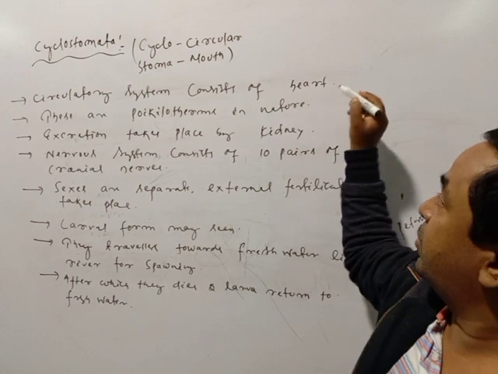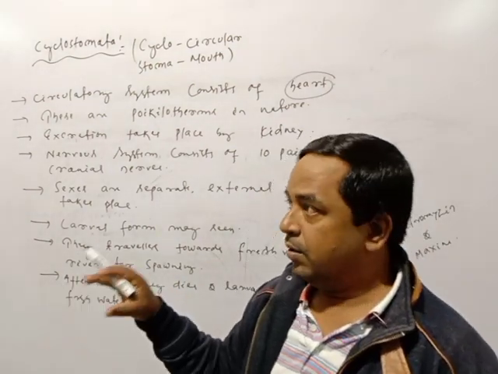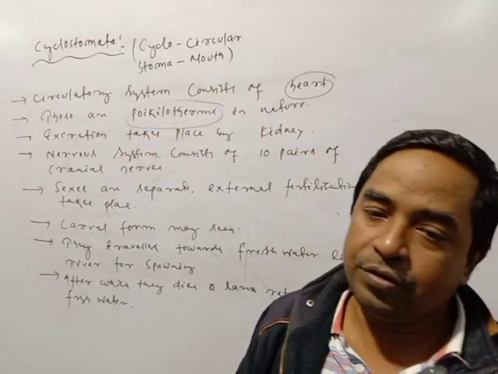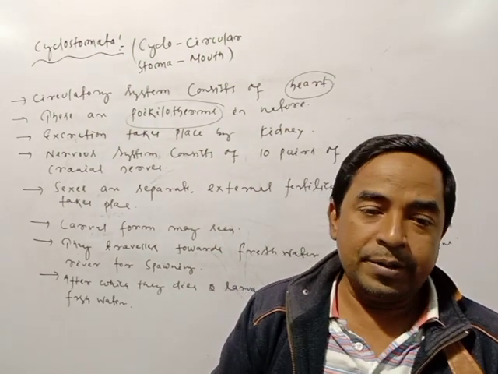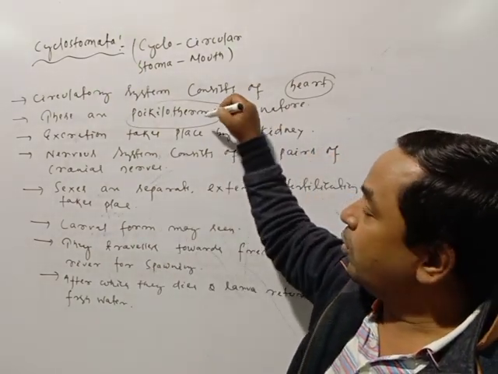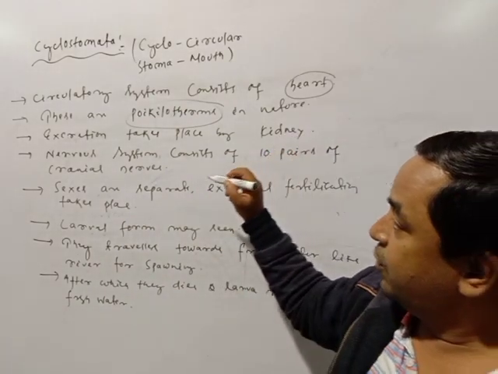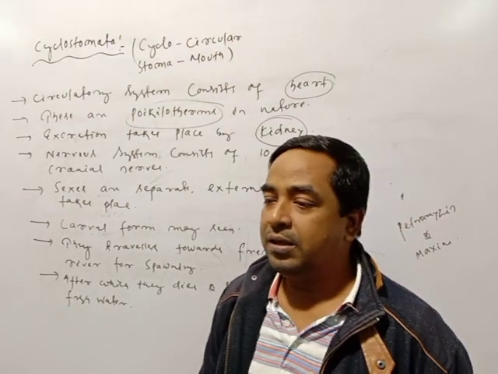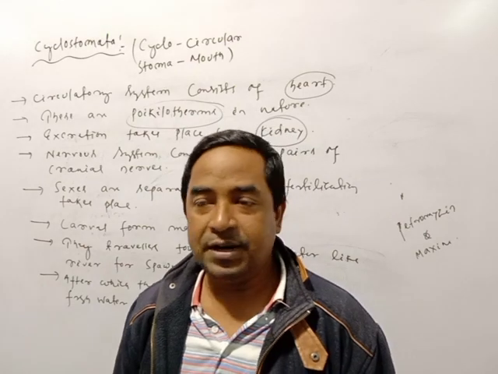See, circulatory system consists of heart, although primitive or simple form is there, and they are poikilotherms. Poikilotherms means those organisms fluctuate their body temperature with respect to environment. They are called poikilotherms or otherwise called cold-blooded animals. Next, excretion takes place by kidney. So here kidney may be in primitive condition, that is opisthonephric or mesonephric kidney.